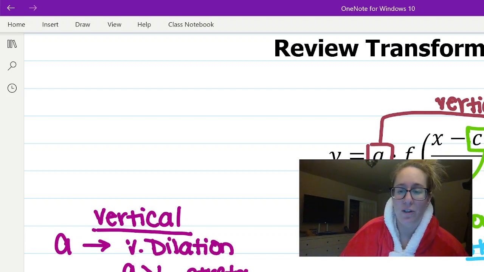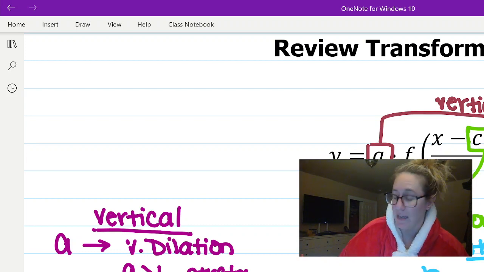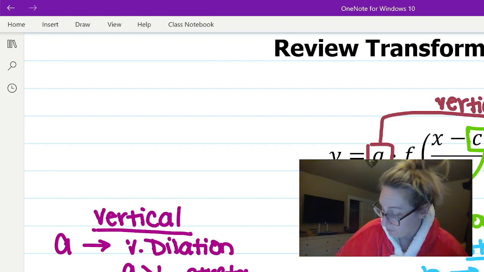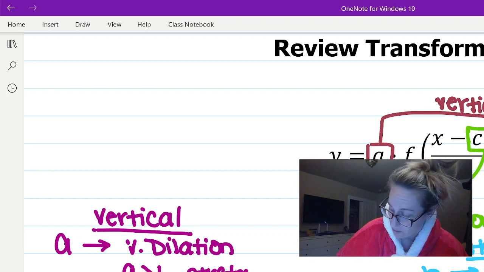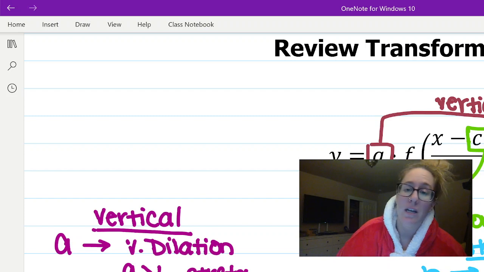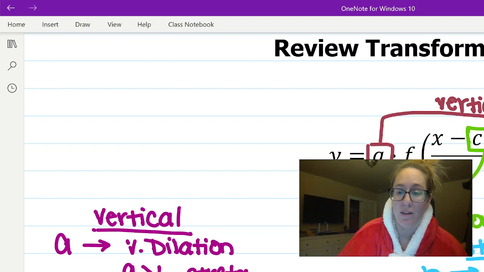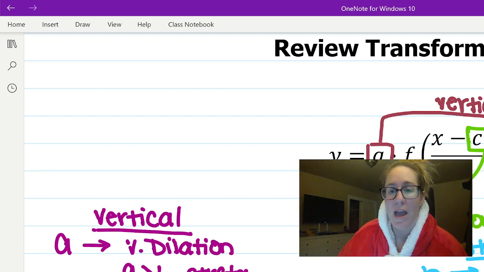All right, so let's first talk about the B. B is your horizontal stretch or horizontal dilation. I don't care if you say stretch or dilation, doesn't matter to me. Just need to specify if it's horizontal or vertical. B, which is the number that you're multiplying or dividing by on the inside, is going to be your horizontal dilation.